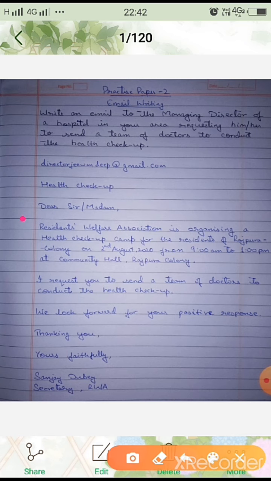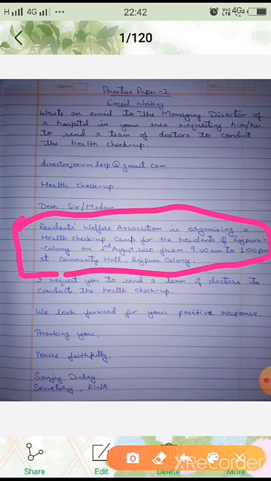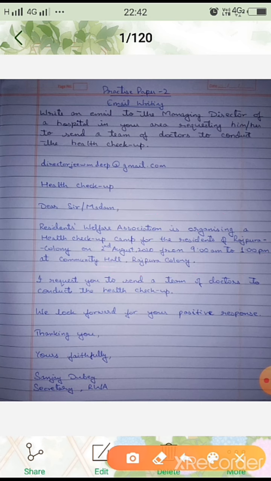Next, after this you have to frame the body part of your email. Now in the body part you can see that all the information we have given is what we had mentioned in the notice writing. Let me read out: Residents Welfare Association is organizing a health checkup camp for the residents of Rajpura Colony on 2nd August 2020 from 9 a.m. to 1 p.m. at Community Hall, Rajpura. Okay, so here you can see that we have mentioned all the information that we had written in the notice writing, which came with this email.